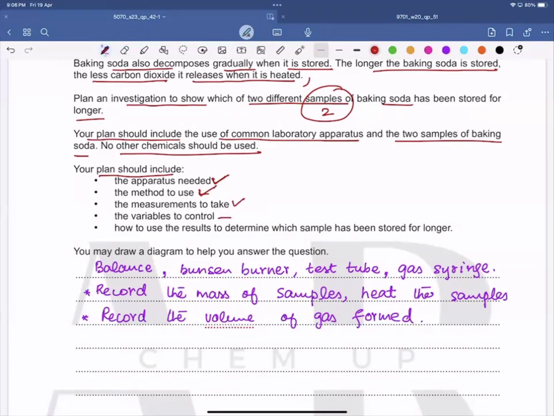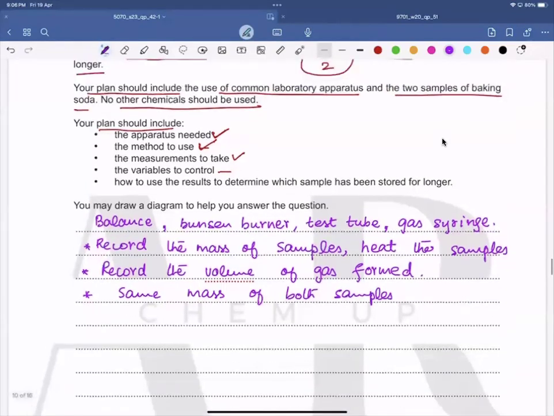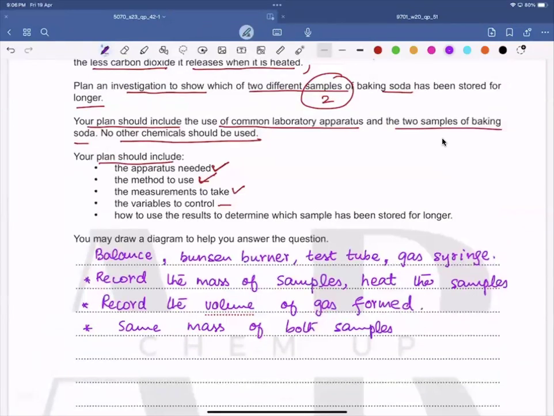Now, next is the variables to control. So what are the variables that we need to control? As we have discussed earlier, there are two samples. So same mass of both samples. No, they have already told you, Mustafa, that you are given the two samples and you have to identify which one has been kept for longer. So they didn't ask you to store them. You have to identify between these two which one is stored for longer.